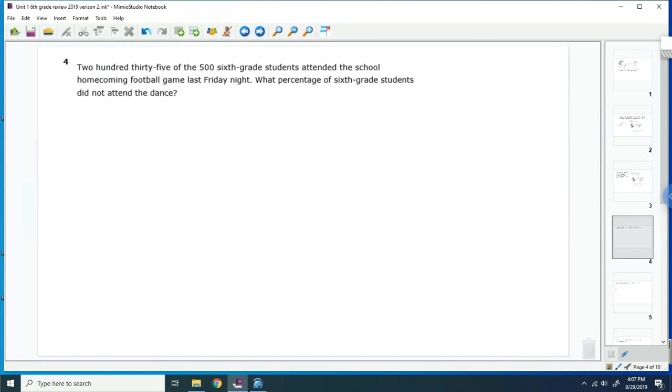All right, number 4. 235 of the 506 6th graders attended the school homecoming football game last night. What percentage of the 6th graders did not attend the dance? Sorry, that's not supposed to say dance. It's supposed to say game. So 235 did attend, so you need to figure out how many did not. So we're going to do 500 minus 235. So 265 did not attend the game.